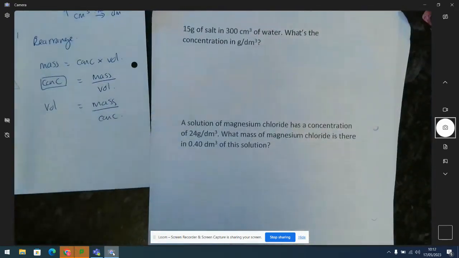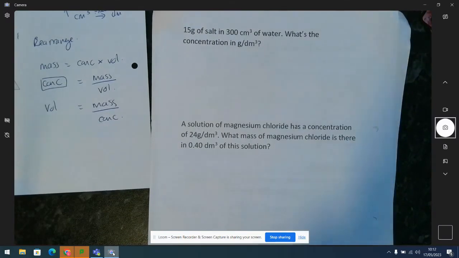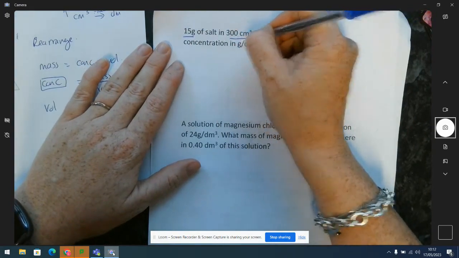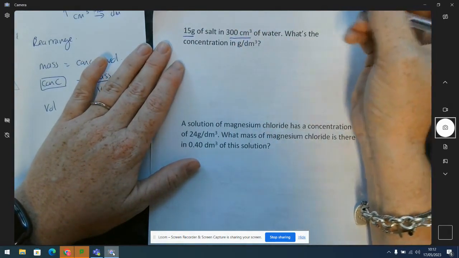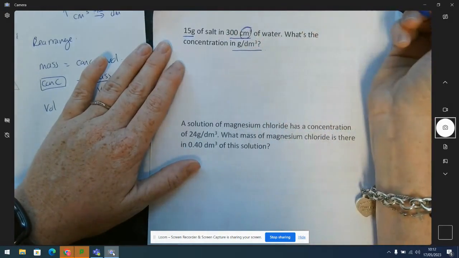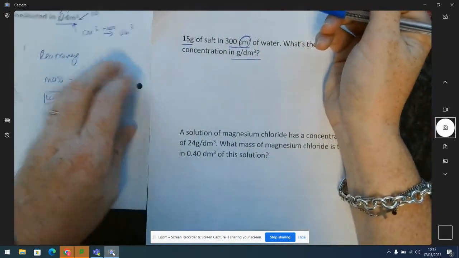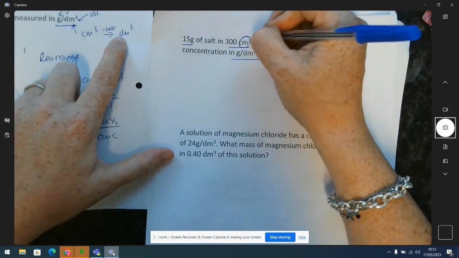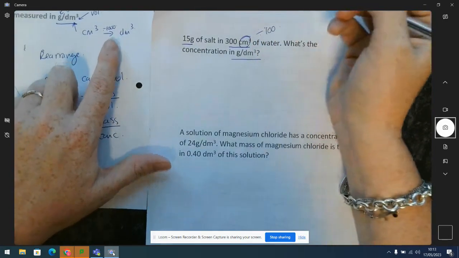Let's try some more. Again, I've got to check my units because with every chemistry calculation, I have to make sure I've got things in the right place. So 15 grams of salt is dissolved in 300 centimeters cubed of water. What is the concentration? I can see that that is in the wrong units because it should be in decimeters. To convert centimeters cubed into decimeters cubed, I divide it by 1000.